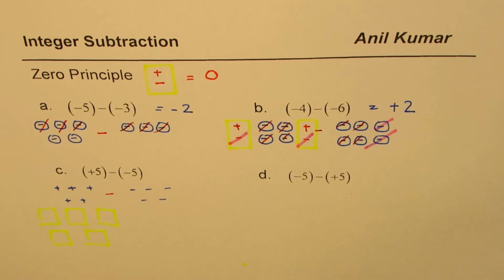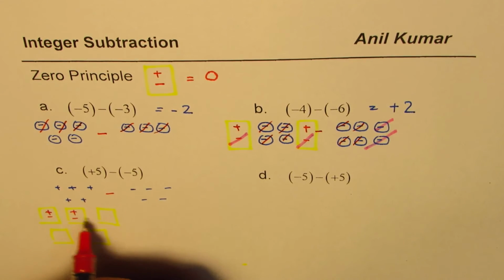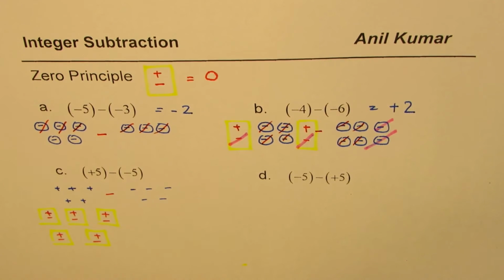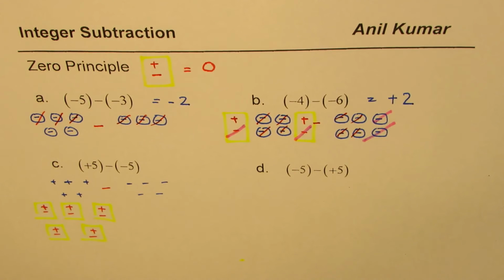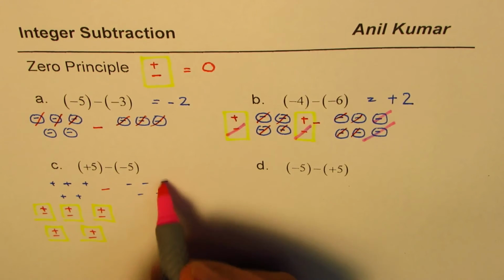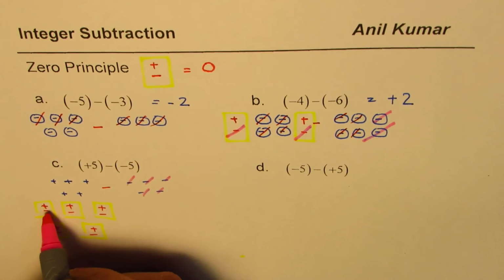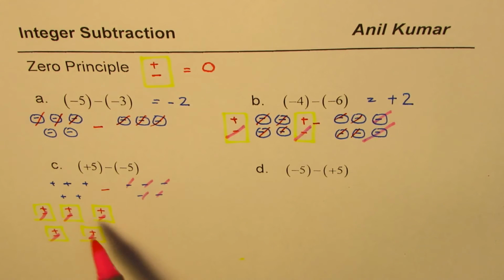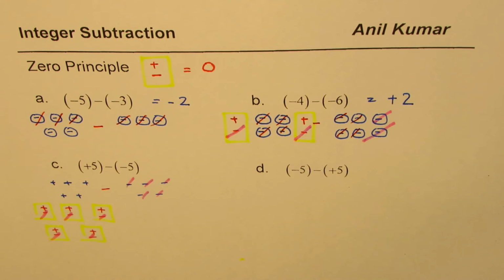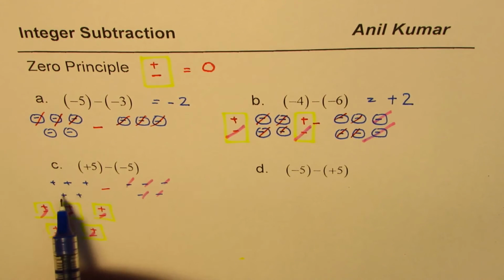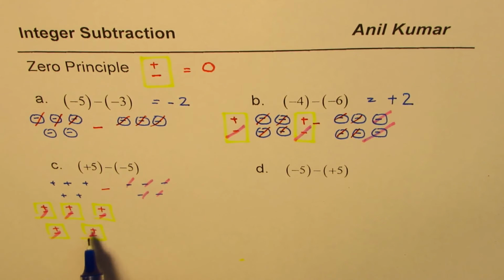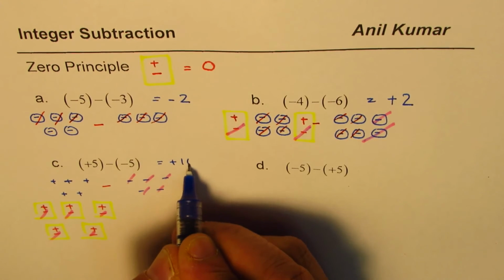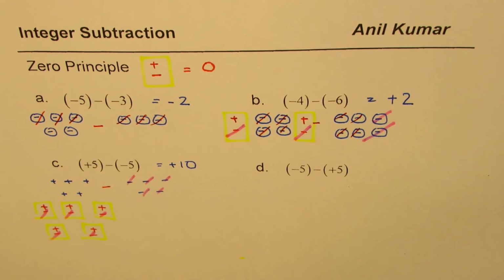Zero really means a combination of plus and minus, right? Plus and minus. Okay, so that is a 0 for me. But it helps us to take away 5 negatives. 1, 2, 3, 4, 5. So you can take away 5 negatives because of this 0. What are you left with? We are left with 10 positives. So the answer is plus 10. So that is how we could use zero principles to do subtraction. I hope the concept is clear, right? Let's do the next one.